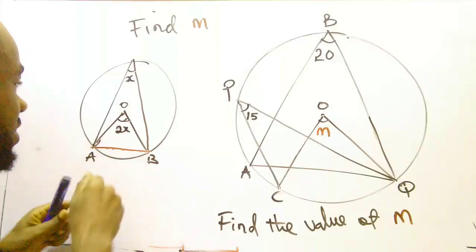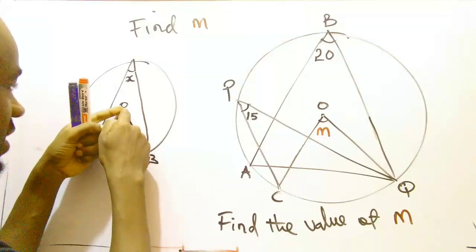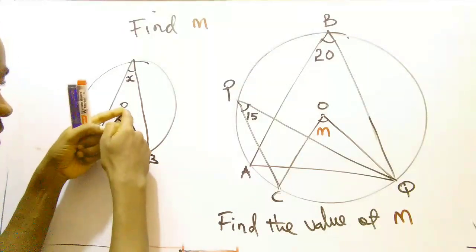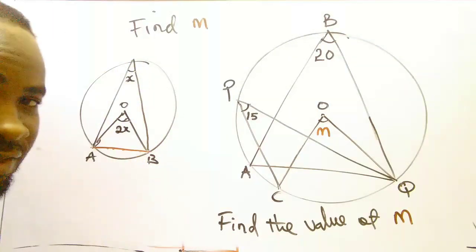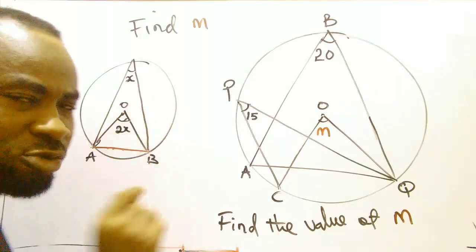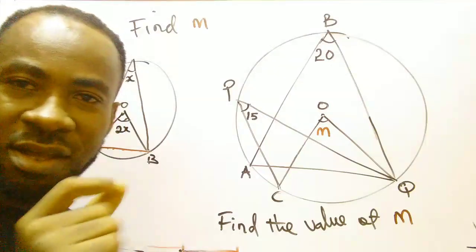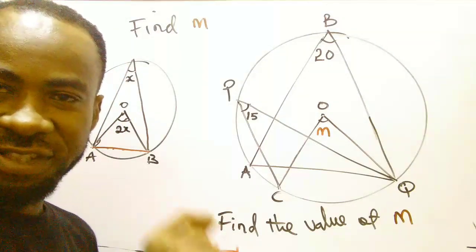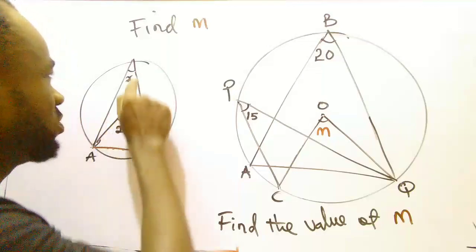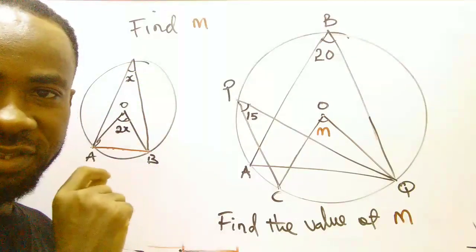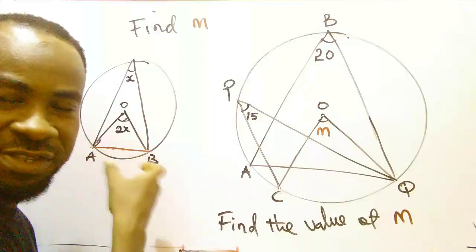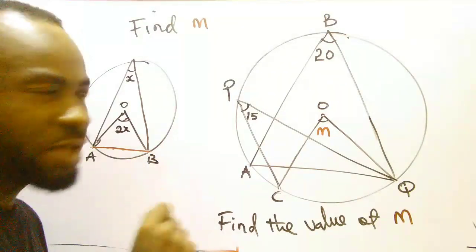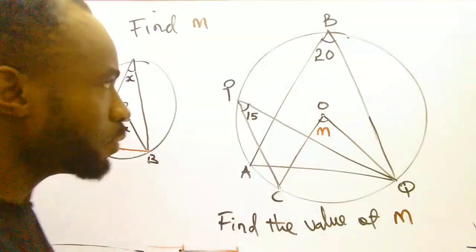While the apex of this one leads to the center, the apex of this other triangle leads to the circumference. So this is how to identify this theorem that says that the angle at the center will be twice the one at the circumference. They must share the same chord as their base line. Okay, now let's come back to this.